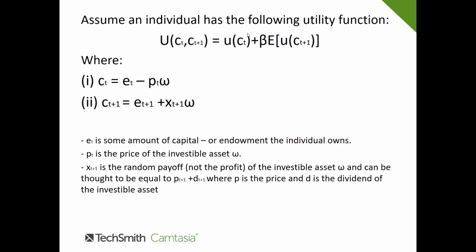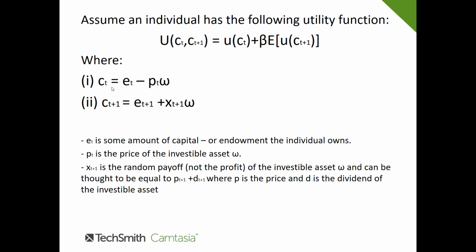I have utility of consumption in time period t here plus beta, where you can consider beta a constant stochastic discount factor. So what I'm going to do here is discount expected utility of consumption in t plus 1. Just think of beta as a discount factor that I apply to my expected utility of consumption in time period t plus 1. So this is my objective function.